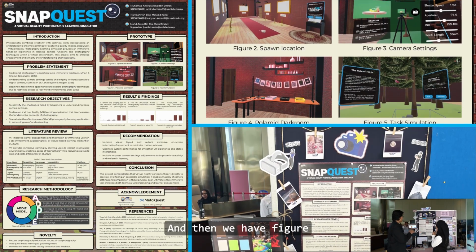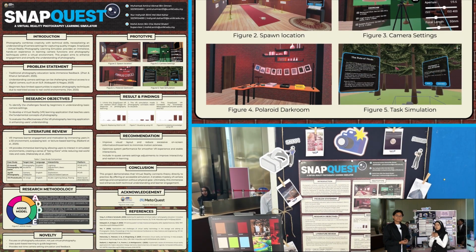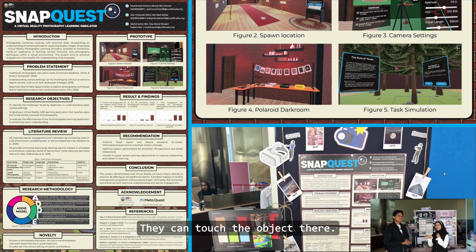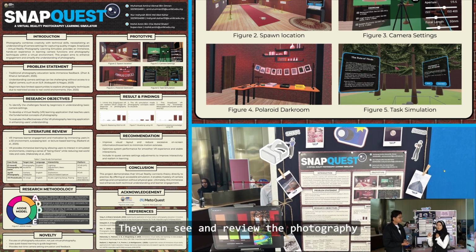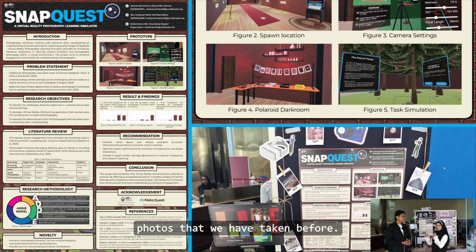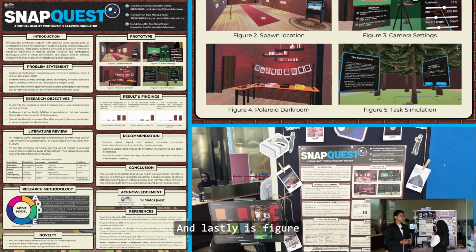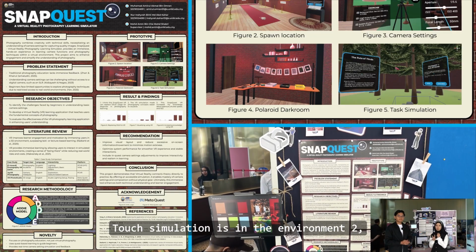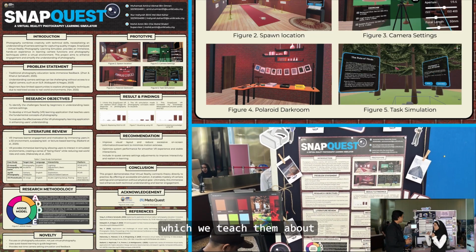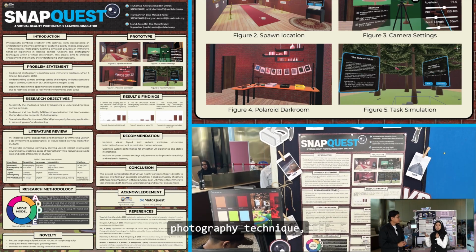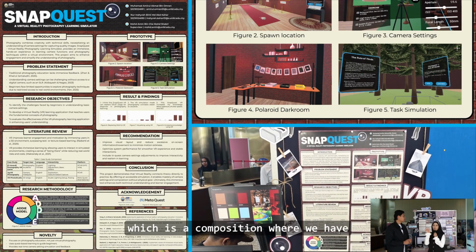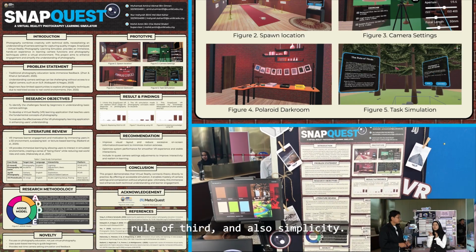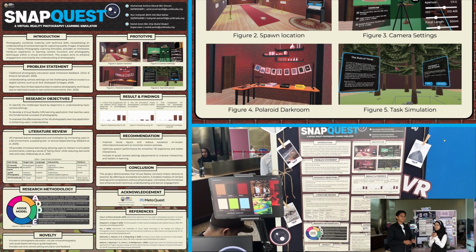Then we have Figure 4, which is the Polaroid dark room. The Polaroid dark room is where students can move freely. They can touch the objects there, and they can see and review the photos that we have taken before. And lastly is Figure 5, the task simulation. The task simulation is also in the environment, where we teach them a photography technique, composition, which has four rules: balance, framing, rule of thirds, and simplicity.